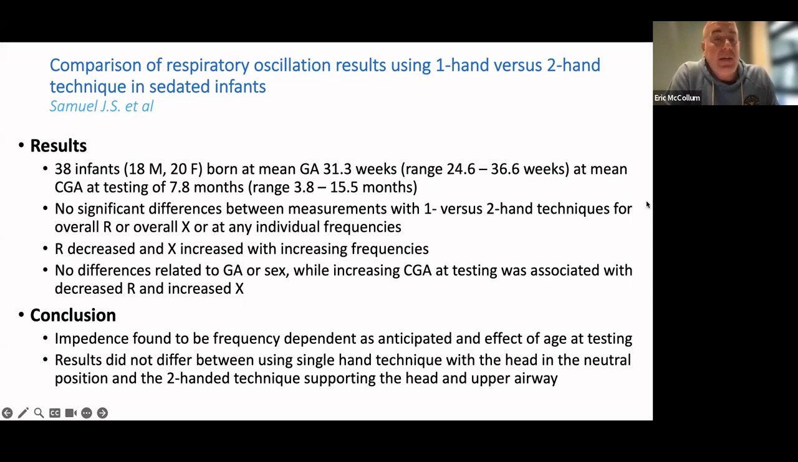The takeaway here is they didn't see any difference between using one or two hand techniques on the reactance or resistance, at any of the individual frequencies. Resistance did decrease and reactance increased with increasing frequencies. There were no differences related to gestational age or sex, while increasing age at testing was associated with a decreased R and an increased X.